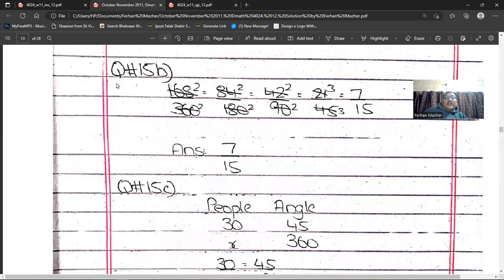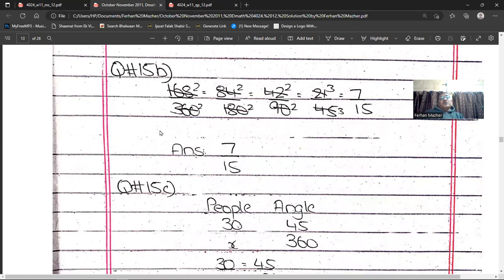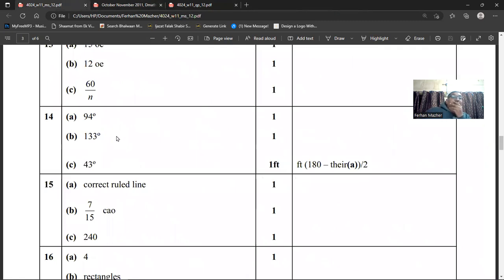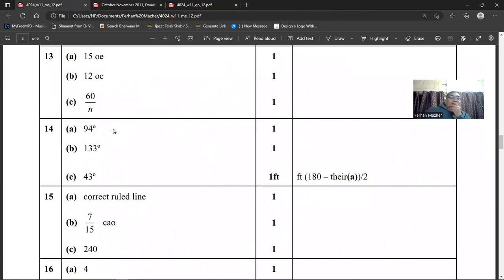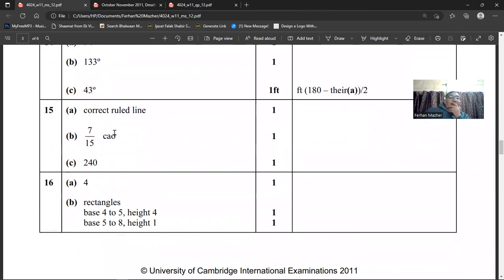So 168 out of 360, cut it with 2, you will get 84 by 180. Then again cut with 2, you get 42 by 90. Again cut with 2, you get 21 by 45. Then cut both with 3, so you get 7 by 15. So 7 by 15 is the right answer.